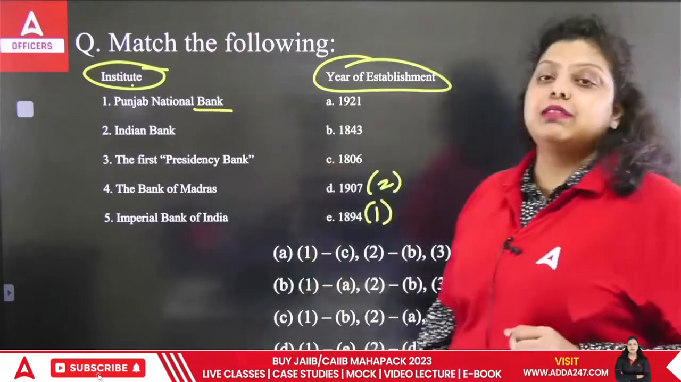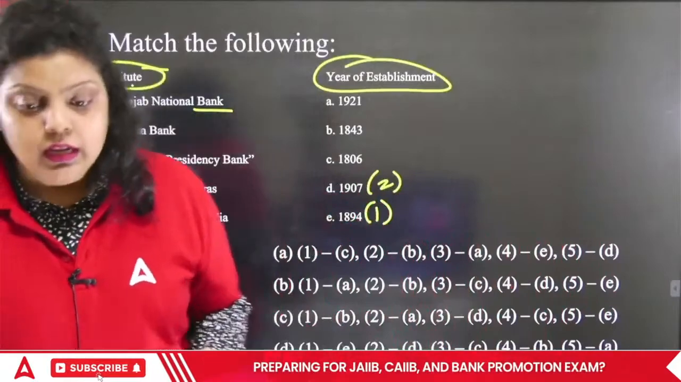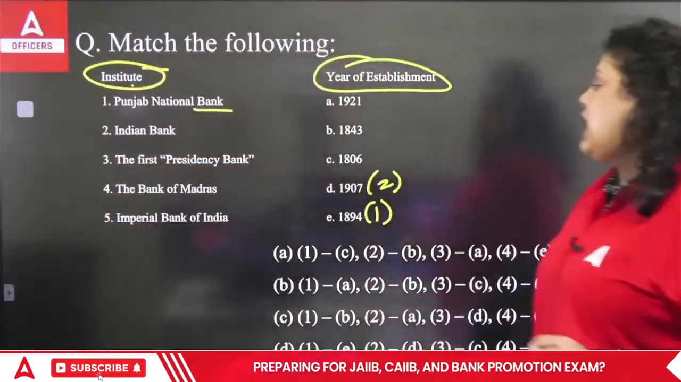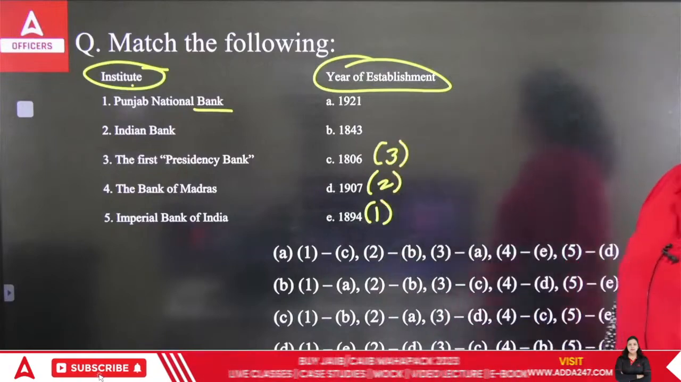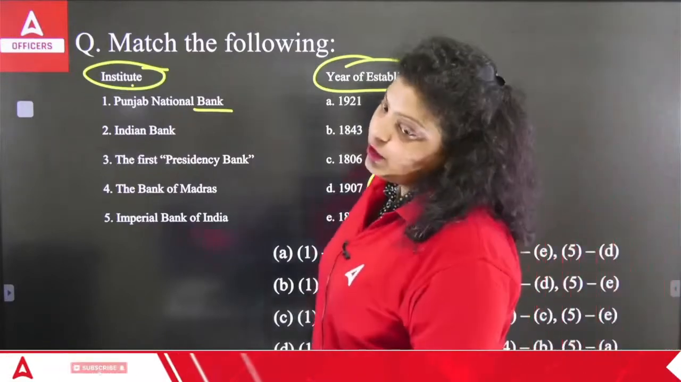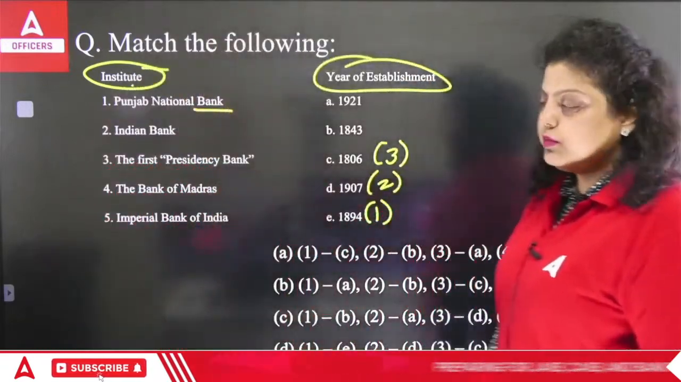Third, we have First Presidency Bank. Let me know in the comment section what is the name of the First Presidency Bank. So the First Presidency Bank was established in 1806, and that was initially known as Bank of Calcutta, and very good, now it is known as Bank of Bengal. In 1809, its name was changed.